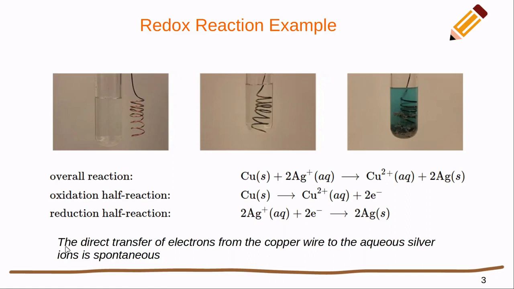We also will note that the direct transfer of electrons from the copper wire to the aqueous silver ions is spontaneous. And we're going to see soon that that's not always going to be the case. It actually depends on the chemical nature of the two metals that we have in solution.